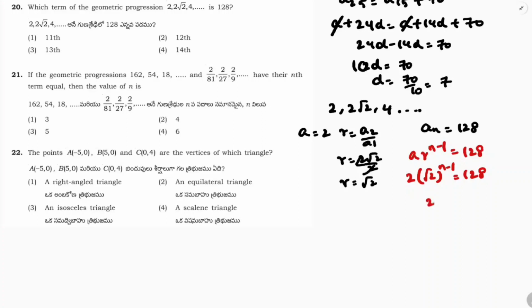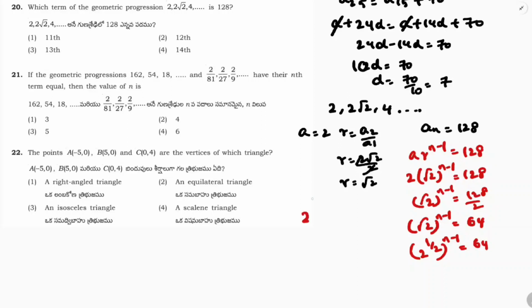So root 2 whole power n minus 1 is 128 by 2, so it is 64. Writing root 2 as 2 power 1 by 2, whole power n minus 1 is 64. So 2 power n minus 1 by 2, and 64 is 2 power 6. Bases are equal, so n minus 1 by 2 equals 6. n minus 1 equals 12. 12 plus 1 is 13, so n equals 13. So the 13th term is 128.